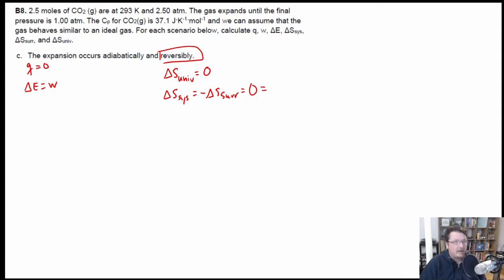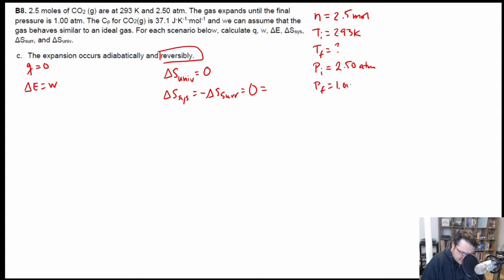So now going back and thinking about the conditions that we have, we know that the number of moles is equal to 2.5 moles. We know that our initial temperature is 293 Kelvin. The final temperature we don't know, right? It's an adiabatic expansion, so the temperature is going to change as well. So that's unknown. We know our initial pressure is 2.5 atmospheres. We know our final pressure is equal to 1.00 atmospheres. We know our initial volume from the previous equations, and that is 24.04 liters.